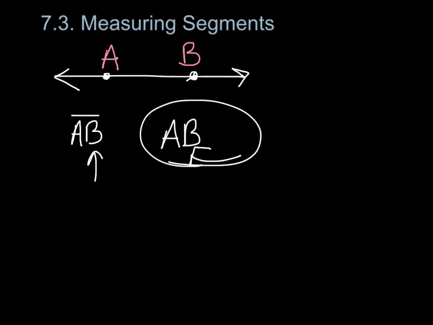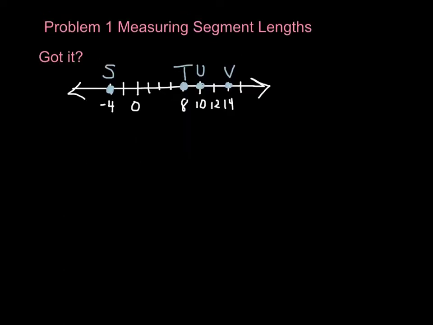All right, so let's start with our first problem. On page 452, we're going to look at problem 1, measuring segment lengths. And we're going to look at the got it. What are UV and SV on the number line below? Now this is important that you understand how we're looking at UV and SV. Notice that there's no line, segment symbol, or anything else. So really what it is asking is the distance from U to V and the distance from S to V.